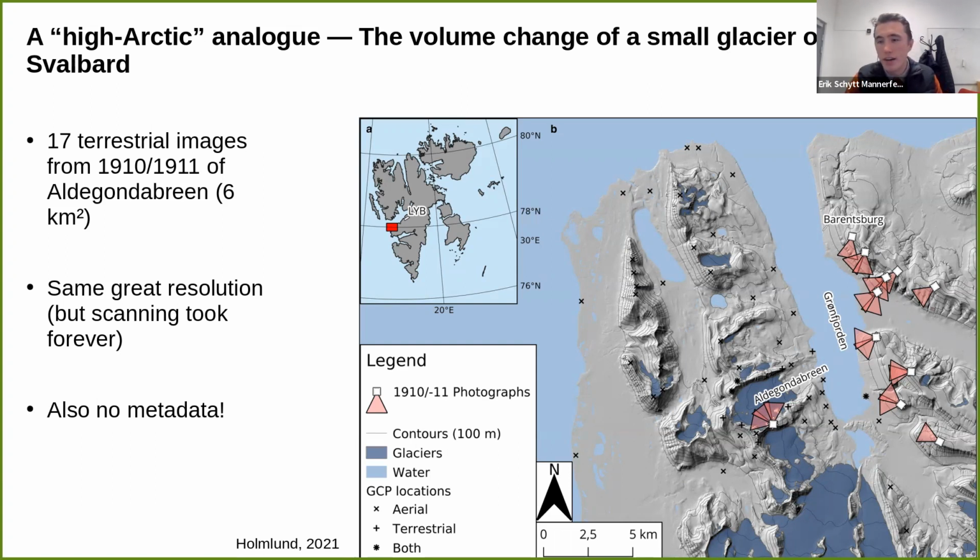In 1910 and 1911, Gunnar Isaksen, an early explorer, walked around and took 17 terrestrial images, which are just beautiful. And these have a very similar resolution. They are also large frame glass plates, but scanning took a very long time. It literally had to be fetched from inside a mountain in order to scan. That's a long story. And yeah, these have very similar challenges, such as that we don't really know anything about them other than that we have the actual images.